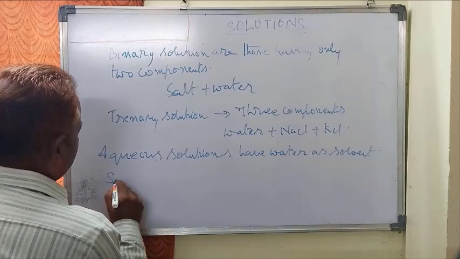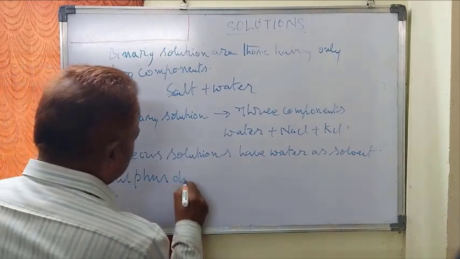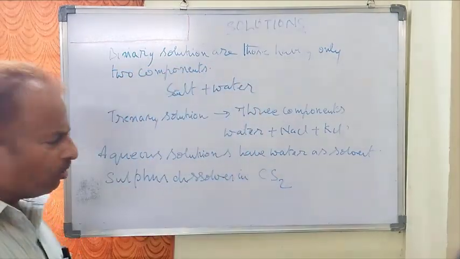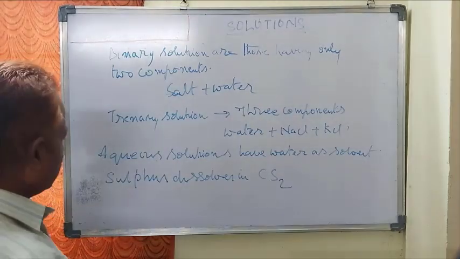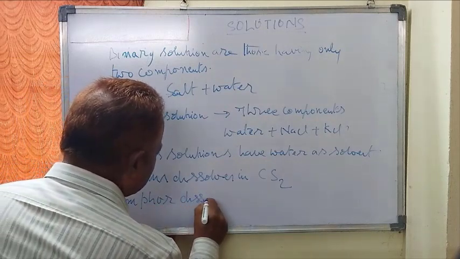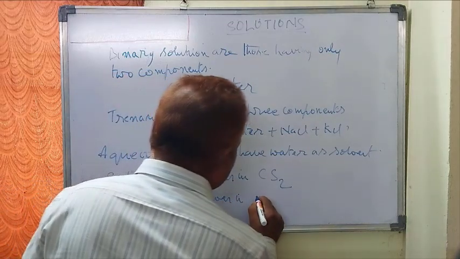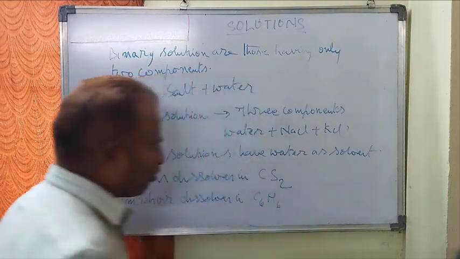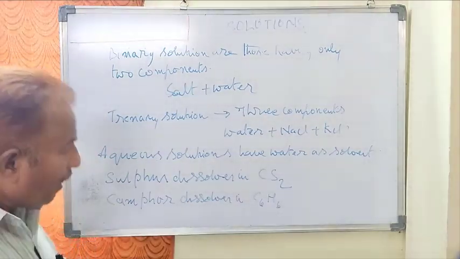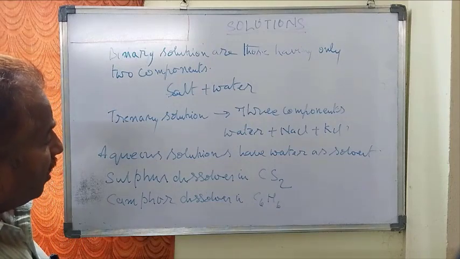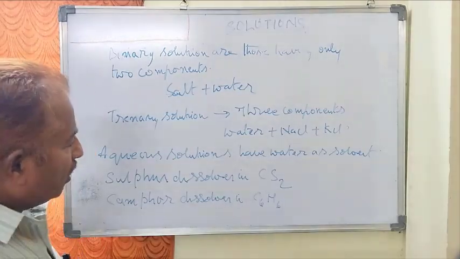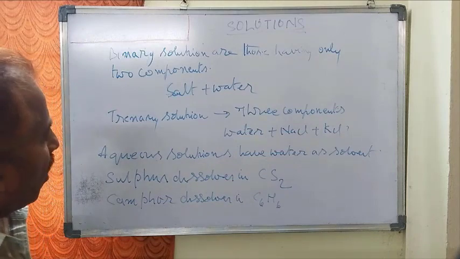That is sulfur dissolves in carbon disulfide. So this is referred as non-aqueous solution. Similarly, camphor dissolves in benzene, C6H6. So this is also non-aqueous solution. In these two examples, water is not present as solvent. Other solvents are present apart from water. The solvents present are carbon disulfide, benzene, etc. So these solutions are referred as non-aqueous solutions.